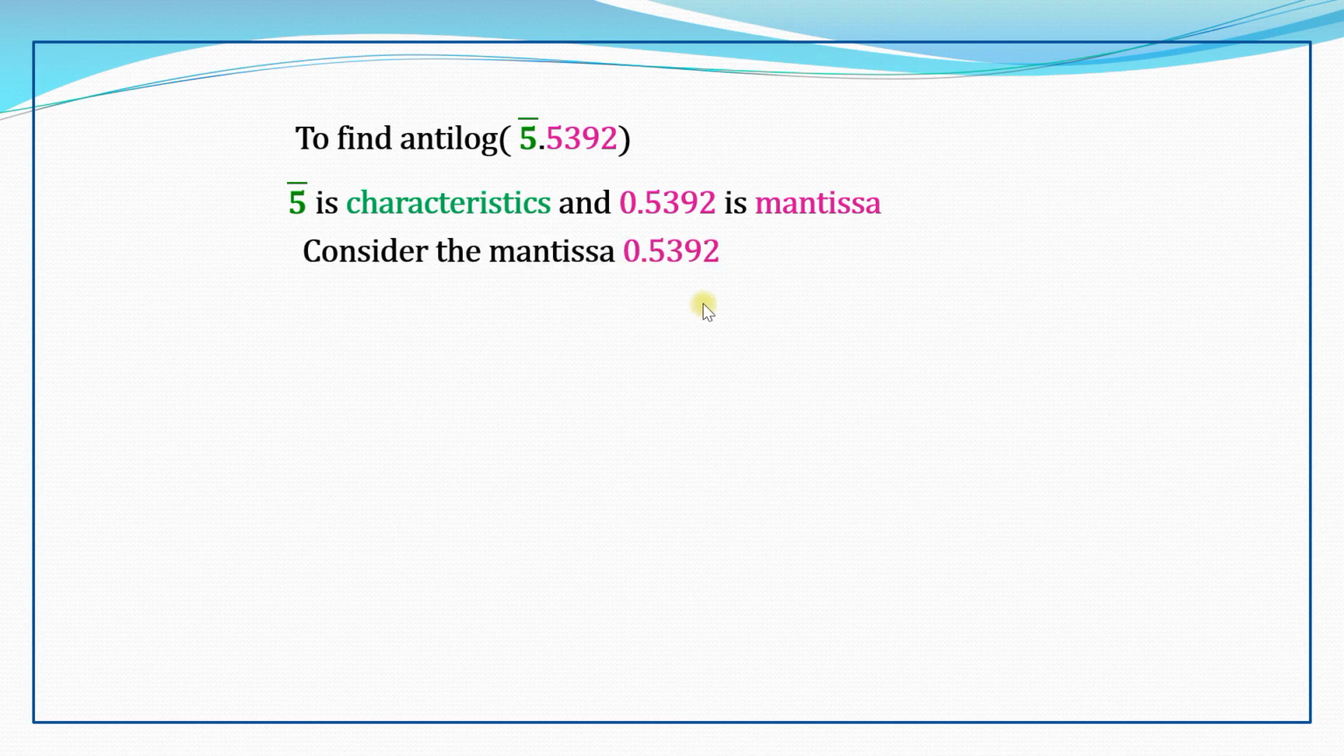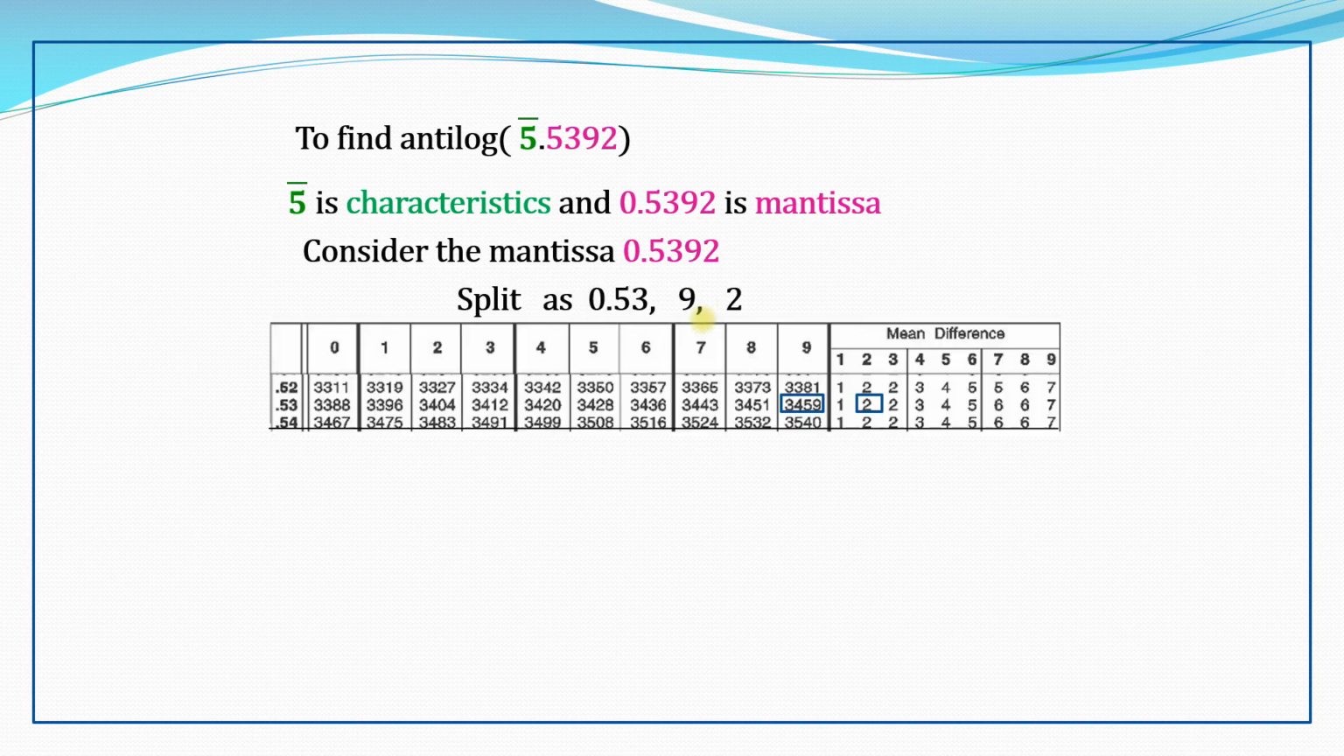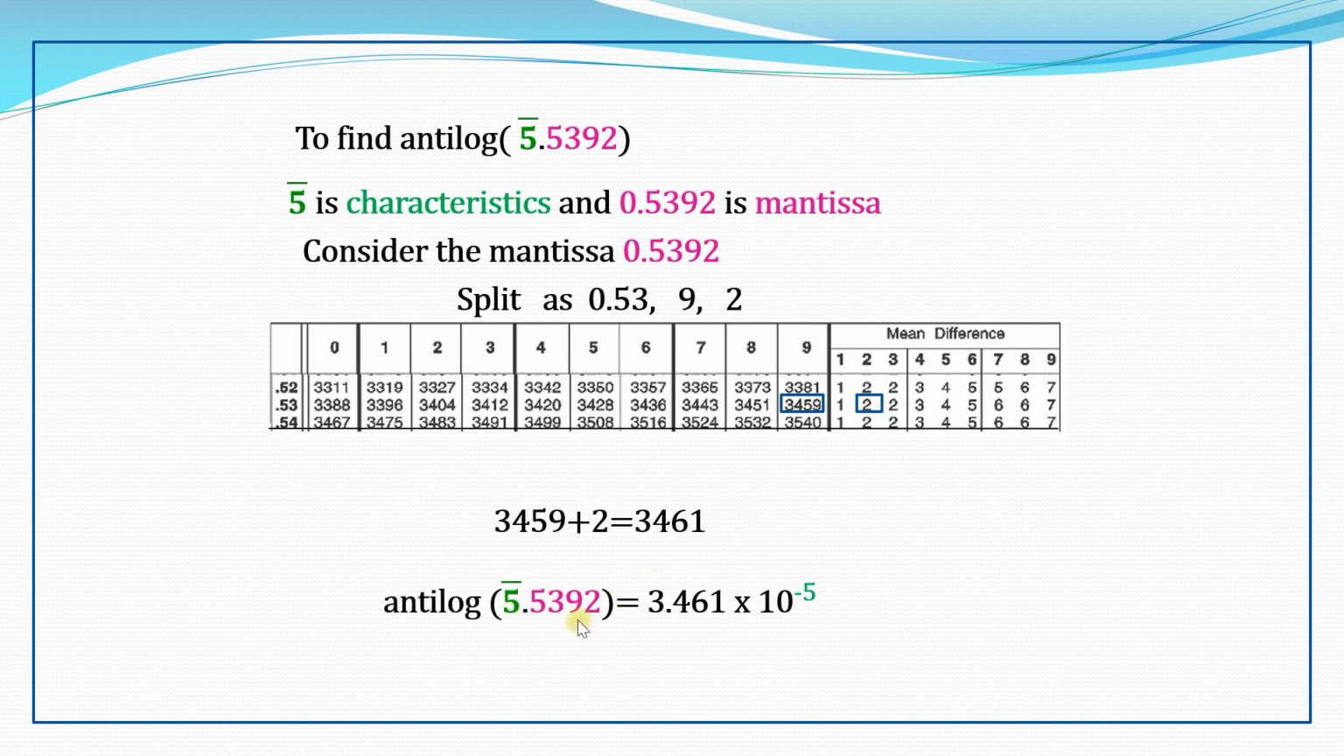Here is another example, bar 5.5392. So bar 5 is the characteristic, or minus 5 is the characteristic, and 0.5392 is the mantissa. Consider this mantissa and then split into 3 parts, and then in the antilog table search for the row numbered 0.53 under the column headed by 9, which is 3459, and the mean difference column headed by 2 is 2. So 3459 plus 2 is 3461, and antilog of this is 3.461. That is, placing the decimal after the first digit and raise the power of 10 to the characteristic bar 5 or minus 5. And please don't write bar 5, it has to be minus 5.